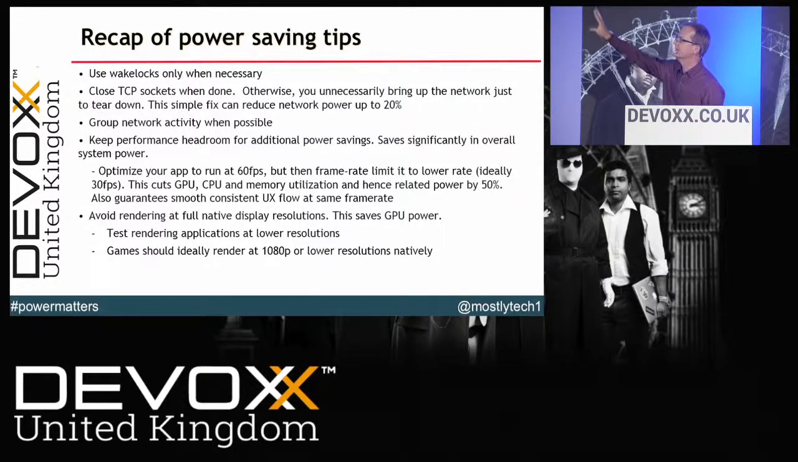There's a couple recommendations at the end that came from our graphics group that apply to game developers. One tip is optimize your app to run at 60 frames, but then frame limit it to a lower rate. This cuts GPU, CPU, memory utilization by 50%. Avoid rendering at full native resolutions. That'll save your GPU power.